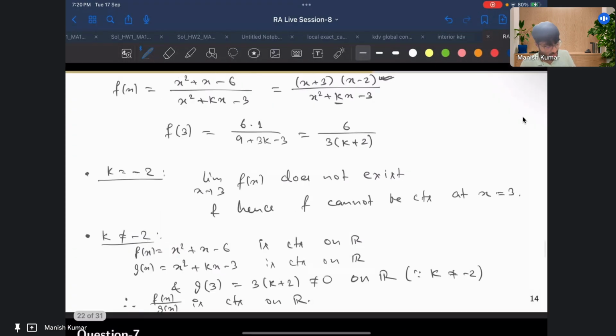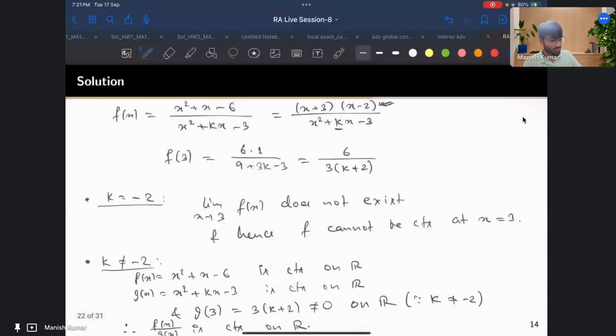So if k is not equal to minus 2, then I have that the ratio is continuous on the whole real line. If k is equal to minus 2, then this limit will not exist, and hence the function is not going to be continuous at 3.